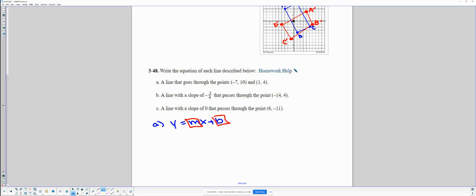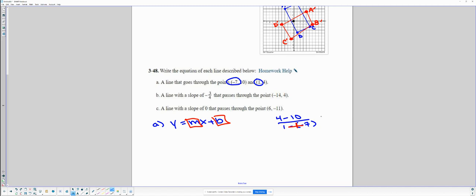So to get the m, you just do the subtraction of the y's. So 4 take away 10, or you can go 10 take away 4. Either way is fine, but I'm going to start with 4 take away 10, and then you're going to do the subtraction of the x's, and you put that down below as a fraction. So the x's are going to be 1, in the same order, take away negative 7. So 1 take away negative 7. Okay, and the take away negative actually becomes a positive.